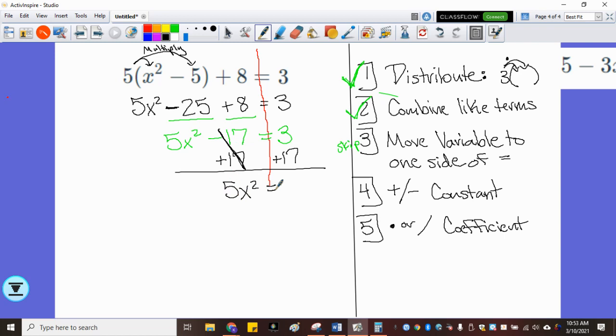5x squared equals 20. Divide by 5, makes it a 4. Square root of 4 is 2. One last step. Plus or minus 2, because to get rid of the squared, you take the square root of both sides.